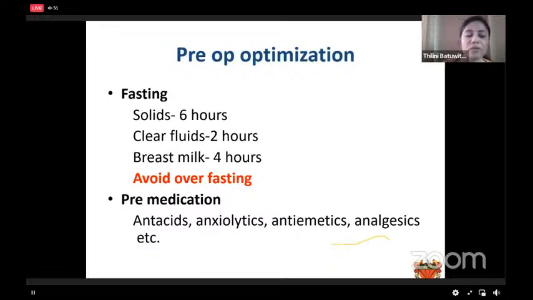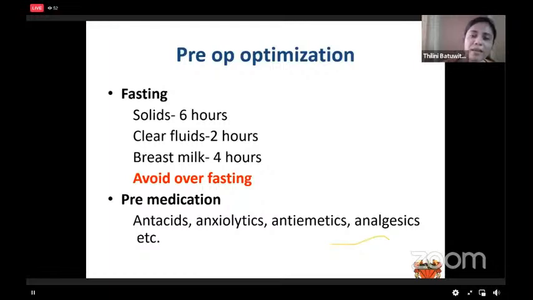What I want to stress related to fasting is that you should always take measures to avoid over fasting. Fasting is needed, but over fasting is devastating. Over fasting is not good for the patient, and it can cause a lot of postoperative and intraoperative complications as well.